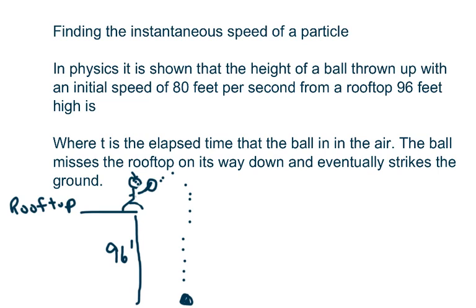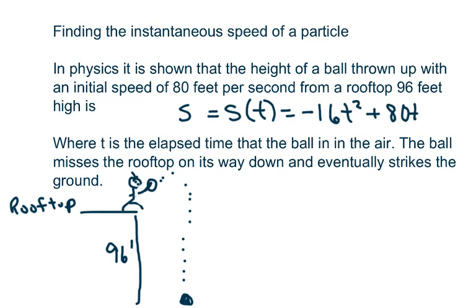The formula is going to be S, the function of S of t equals negative 16t squared plus 80t plus 96. T is the time elapsed that the ball is in the air. The ball misses the rooftop on its way down and eventually strikes the ground. We're going to answer several questions, 8 questions about this, and you do this in physics usually.